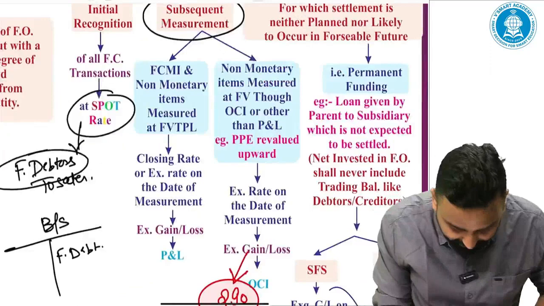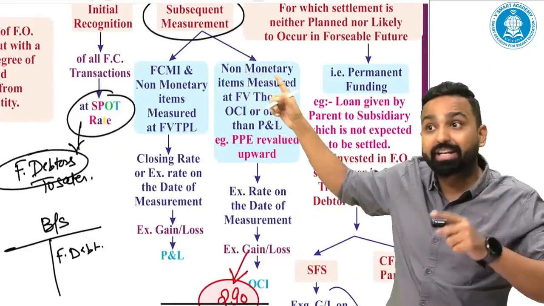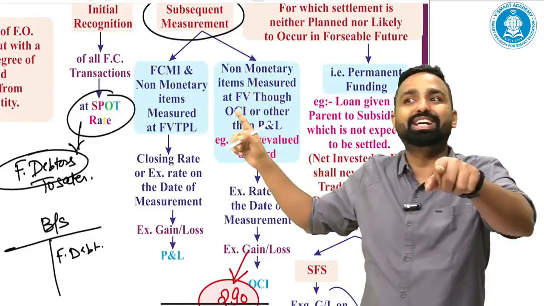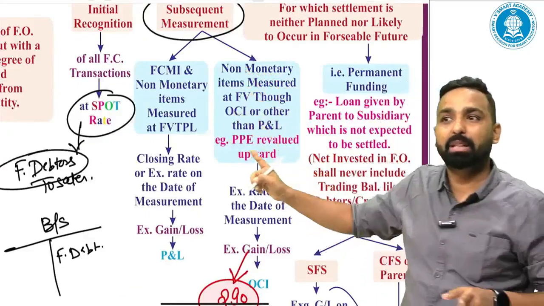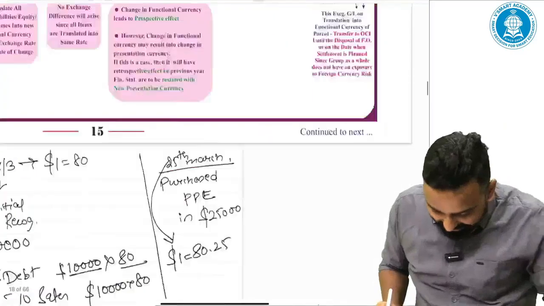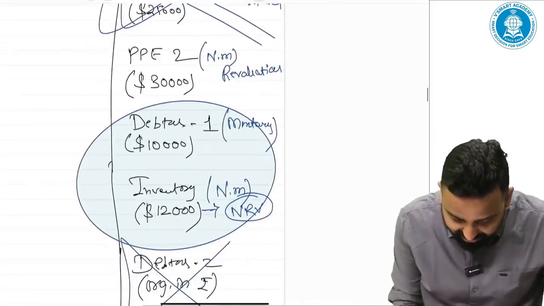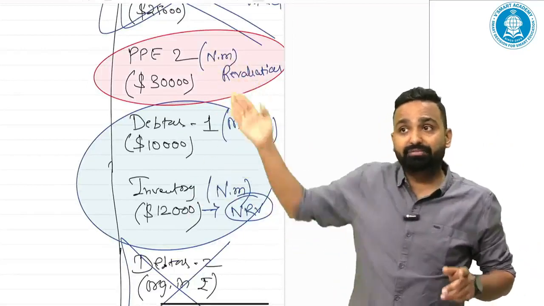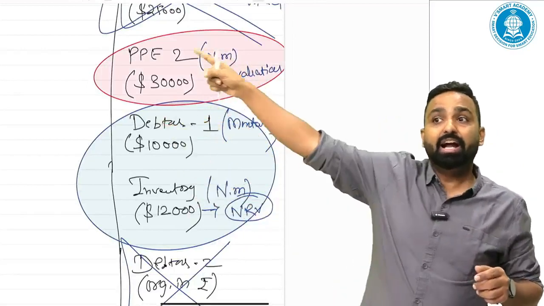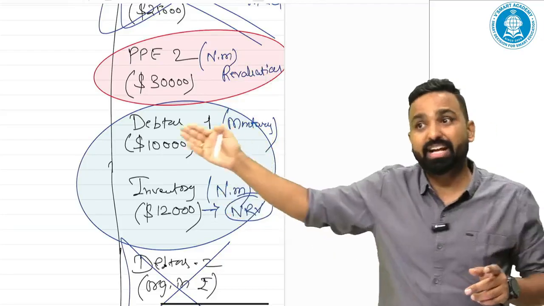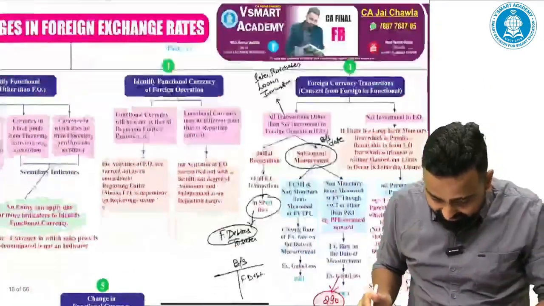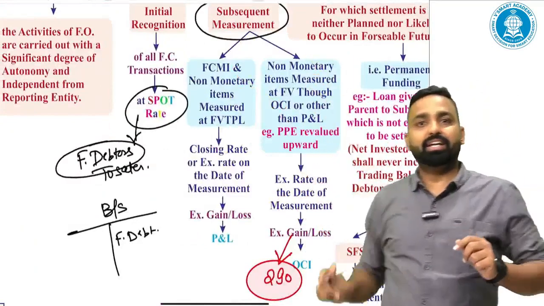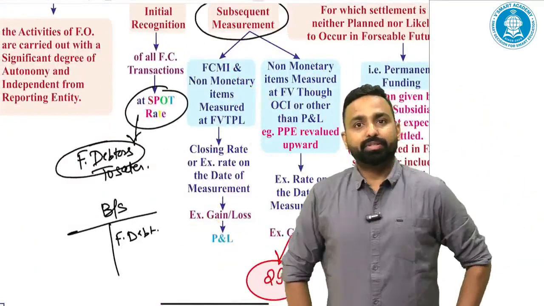Now read the second category. The second category is non-monetary item of PPE measured at fair value, matlab revaluation, through OCI or through other than P&L, matlab PPE revalued upward. So technically I have three assets: the debtors, the inventory and the PPE2. But out of three assets, debtors and inventories fall under this category, and PPE2 falls under this category. I'm dividing them into two parts.